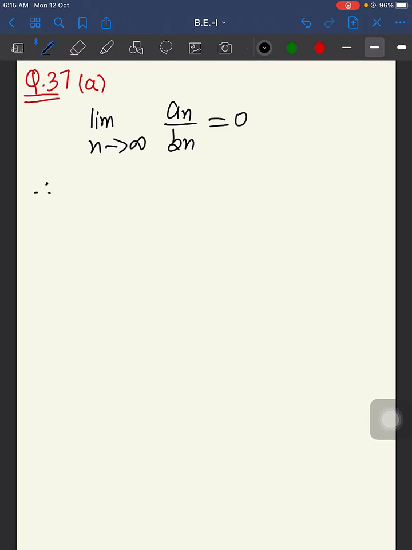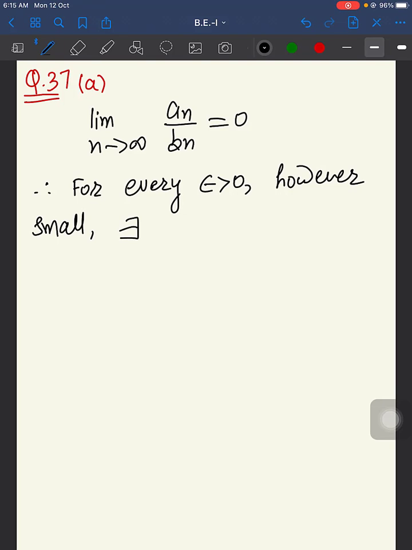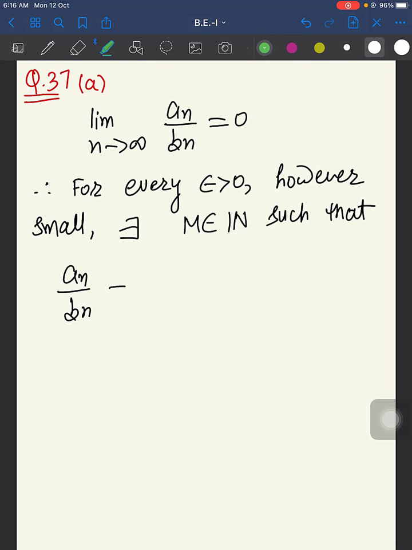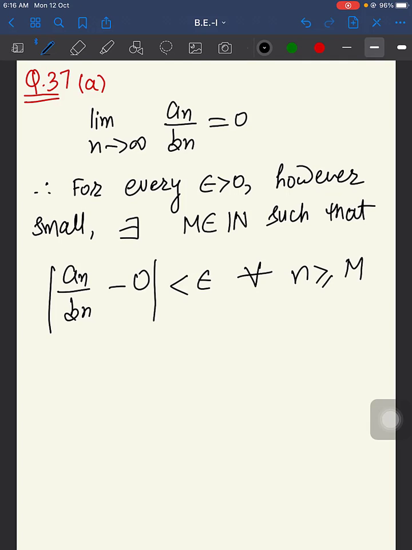So by definition, for every epsilon positive, however small, there exists m belonging to N such that the difference between the sequence and the limit, this is your sequence, this is your limit, right? So this difference can be made less than epsilon for all n greater than or equal to m, right?